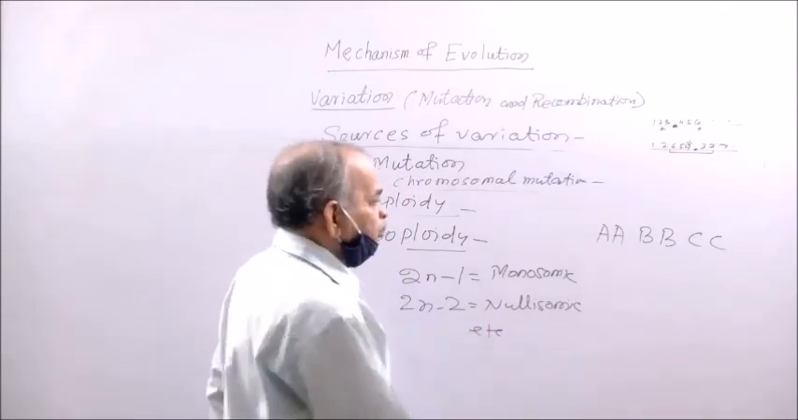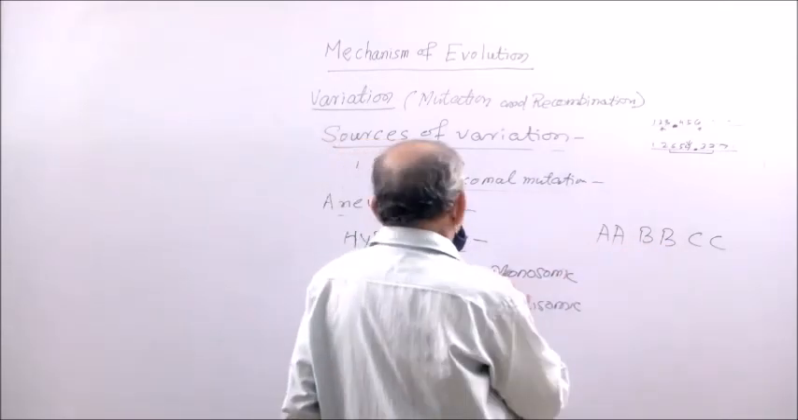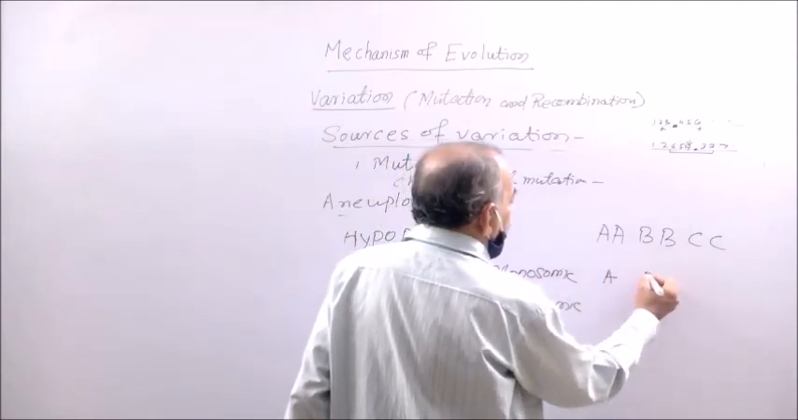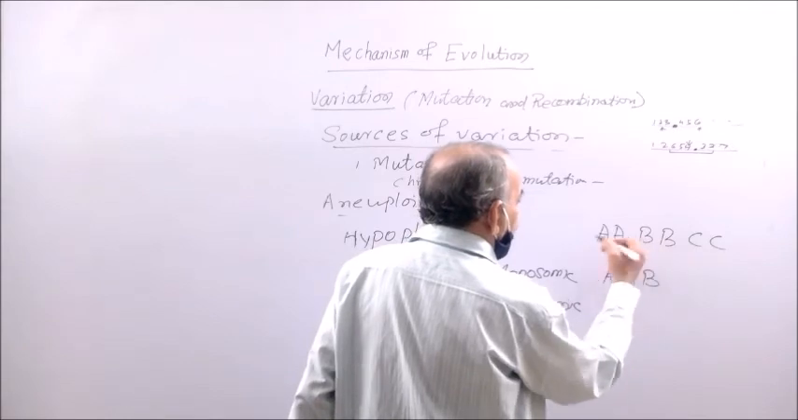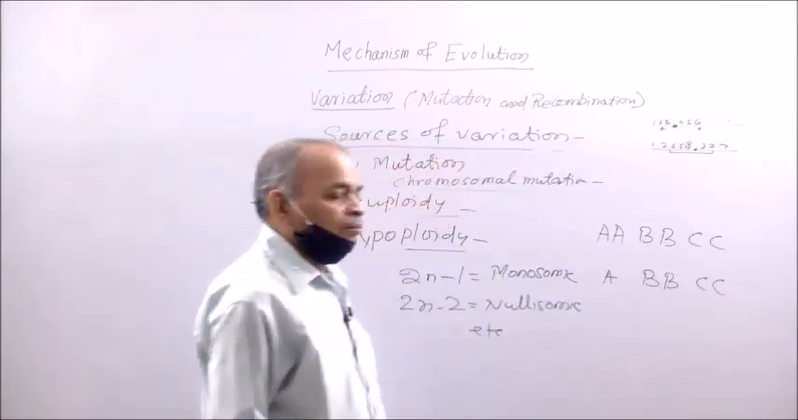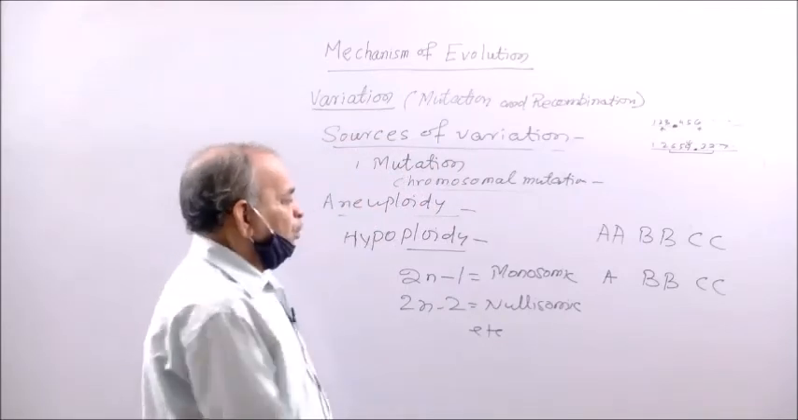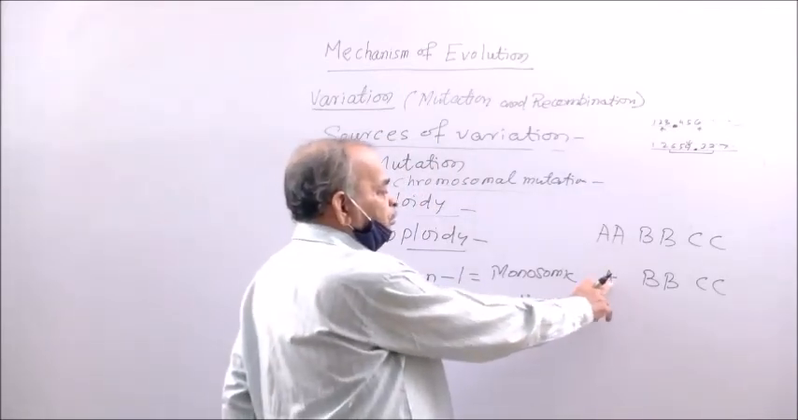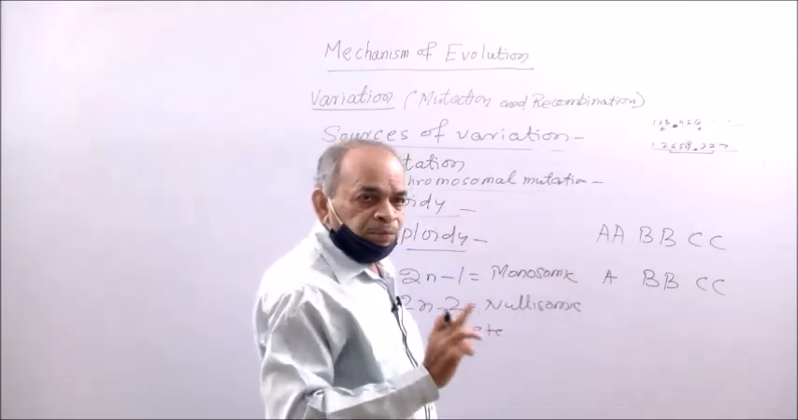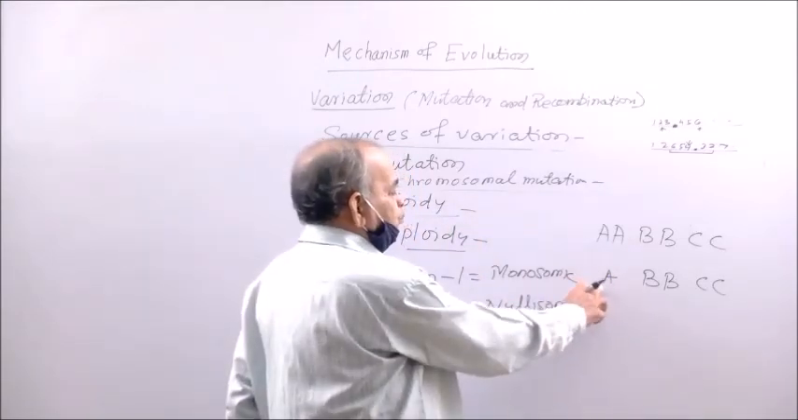Now see, this is the normal. Now 2n minus 1. Here, let us say minus 1 means A is lost, then AA, BB, CC. It becomes 2n minus 1. That's why, as it is only 1, it is called monozomic. In one pair, a single chromosome is present.